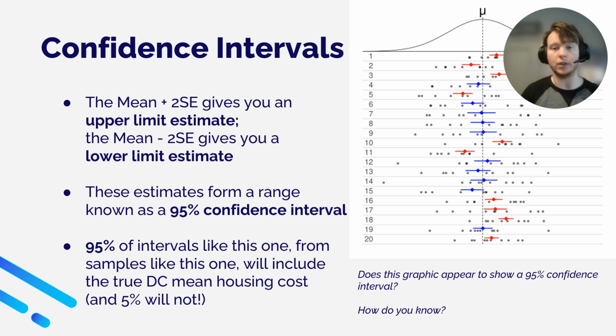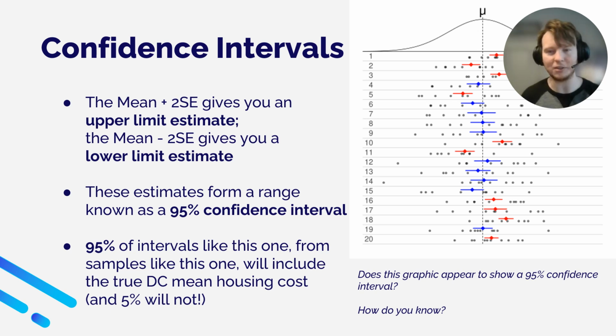Confidence intervals have a lower limit and an upper limit. In 95% of intervals that get constructed from samples like the one we have in front of us, the interval will include the true DC mean housing costs in the example we're thinking about. Importantly, the corollary is that 5% of the intervals we construct will not include that true mean housing cost anywhere in the interval, and we have no way of knowing which ones are right and which ones are wrong.